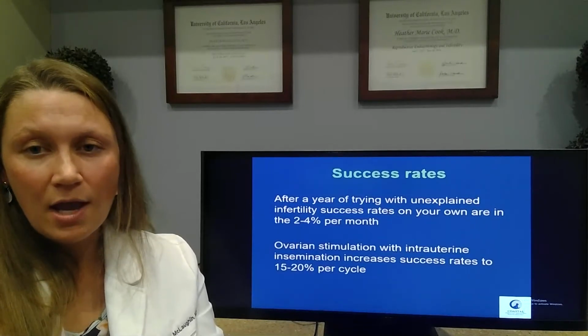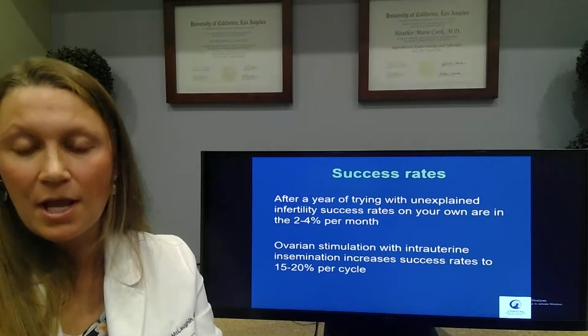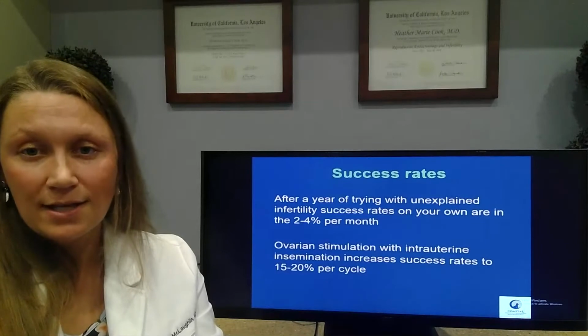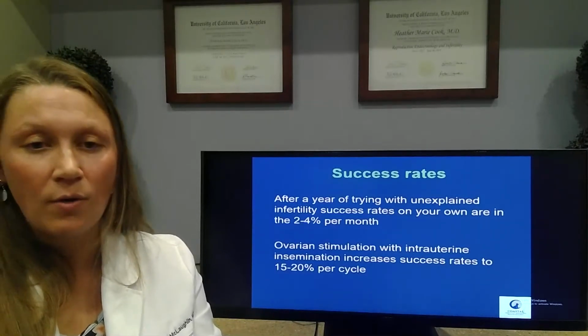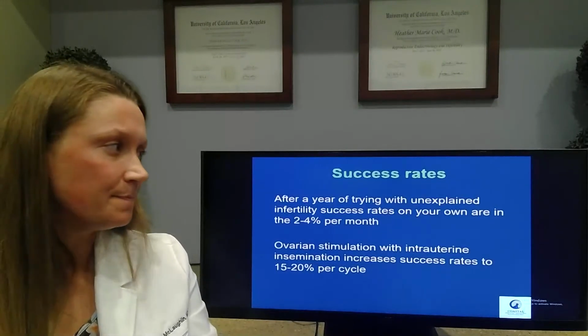So using our ovarian stimulation with intrauterine insemination, with the medications that we generally start with, we're going to really increase that success rate back to baseline. So per cycle, we're going to have success rates in a 15 to 20% range.